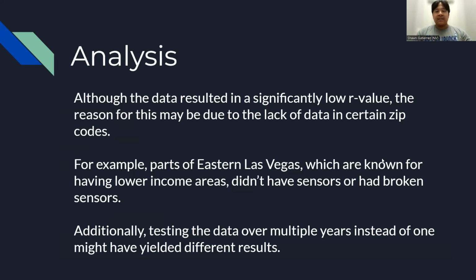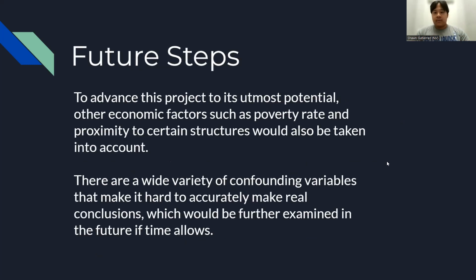So for my analysis, although it resulted in a significantly low R value, the reason for this may be due to the lack of data in certain zip codes. I pointed out earlier that parts of Las Vegas didn't have as many sensors compared to others. Additionally, I tested this over 1 year, where I averaged the data. If I tested it over multiple years, I may have gotten a different result that would have led to a more positive correlation or a stronger correlation.